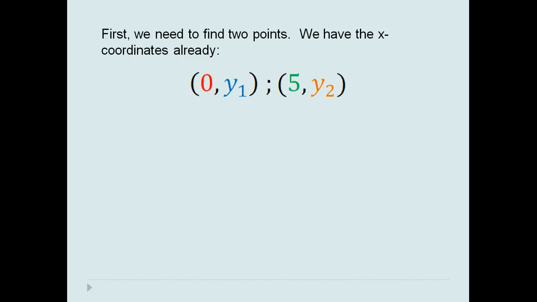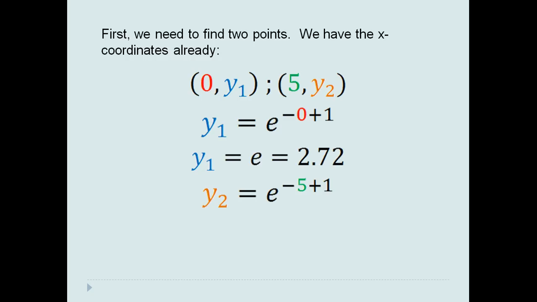First we need 2 points so that we can find the slope, because to find the slope of a line you always need 2 points. So to find y1, we plug 0 into our equation, e to the -0 plus 1, simply e to the first, so we know that y1 equals 2.72. So that's our first point, (0, 2.72).